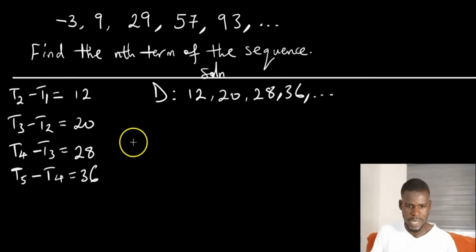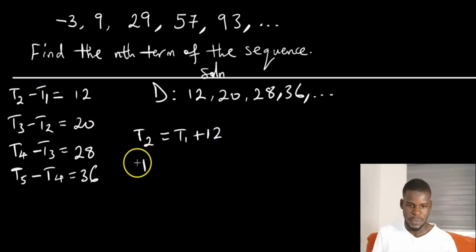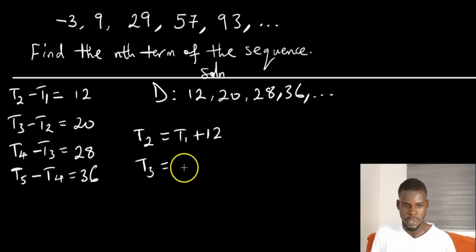Well, let's go back to this again. You notice that to find T2, we will need to add 12 to T1. So for the first term, you add 12 to it, and that will generate the second term. That's just from this first equation. Great. So for the third term, how do you form that from the first term? From this equation, the third term will be 20 plus the second term. But the second term is already this, so we're going to replace this for the second term. That is the second term, T1 plus 12, and then we're going to add 20 to that. Good. That is this 20.